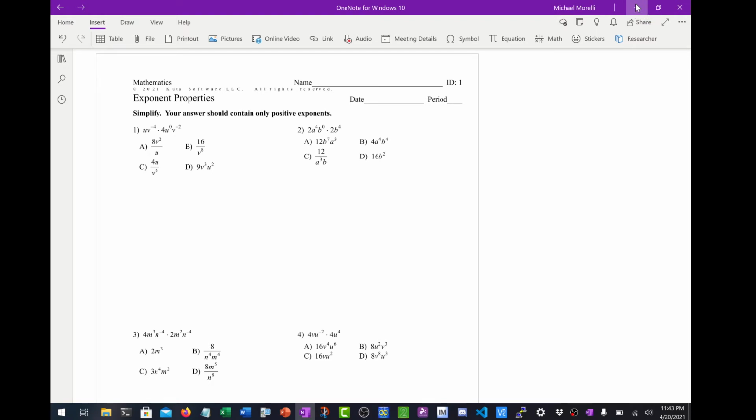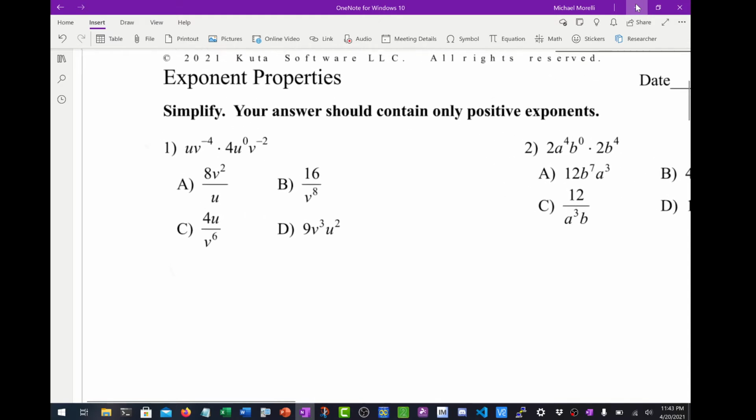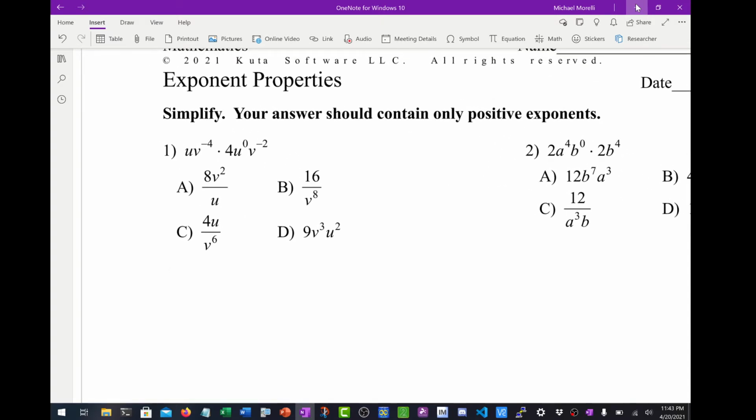Okay, welcome to this tutorial over exponent properties. In this tutorial, we will solve all the problems from this homework assignment, and hopefully this will be a lucid and relatively painless exploration of the exponent properties that we encounter in Algebra 1.